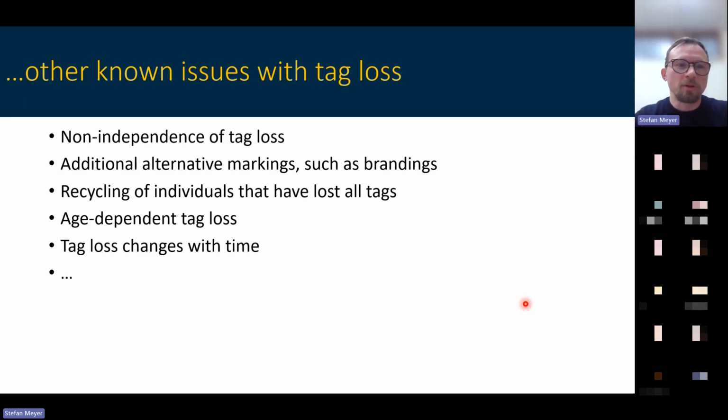And so this is referred to as recycling, and that has been shown to result in overestimates of population size, for example. Also not accounted for here is age-dependent tag loss, which could be simply accounted for by adding some age structure to the multi-state model. And obviously tag loss can also change with time, for example, within a year, which would require some adjustments here.